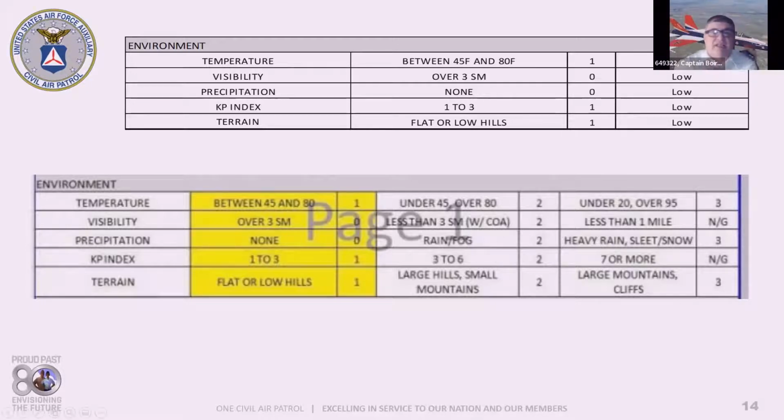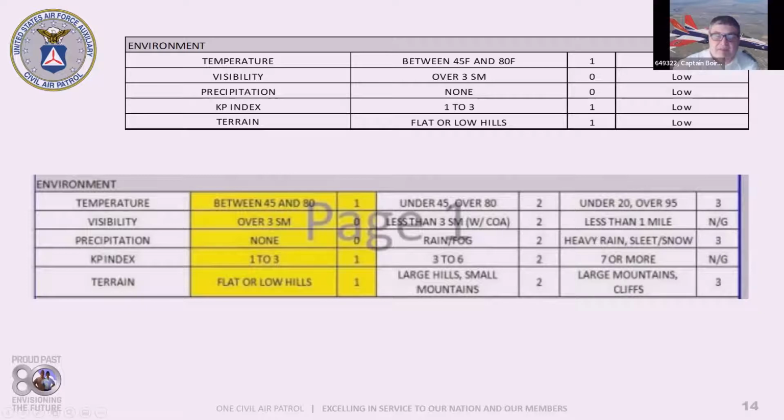So now we're going to look at the environment area. This includes the temperature, the visibility, whether or not there is precipitation, the KP index. We're going to talk about that. And the terrain over which you are flying. You will assess the level of risk by selecting the criteria for each environmental element. So let's take a look at each one of them.